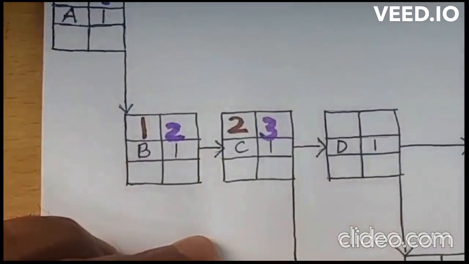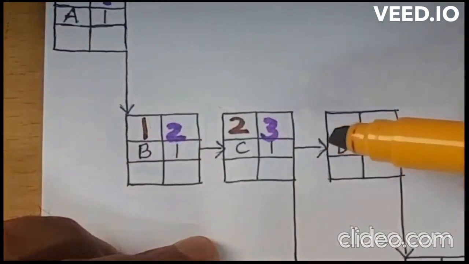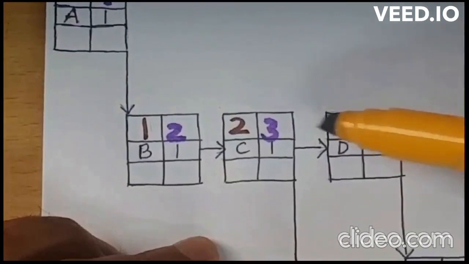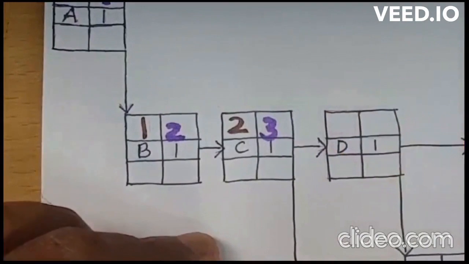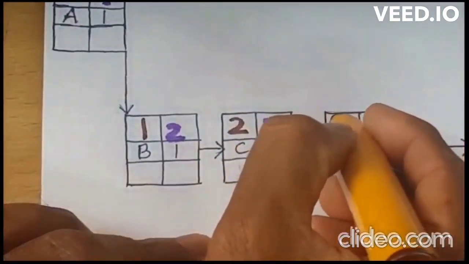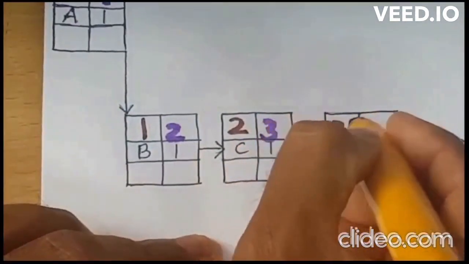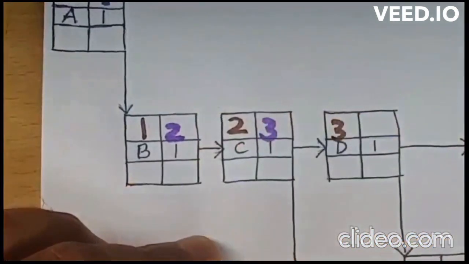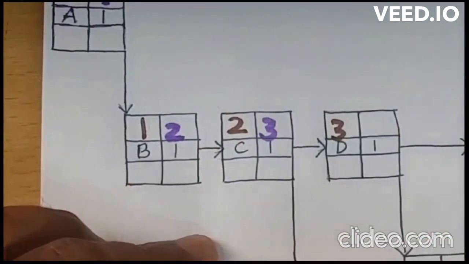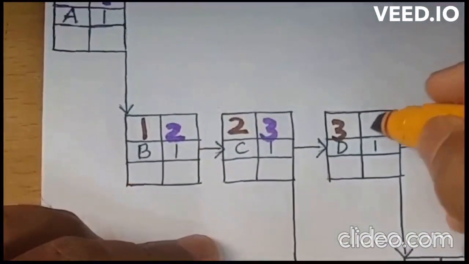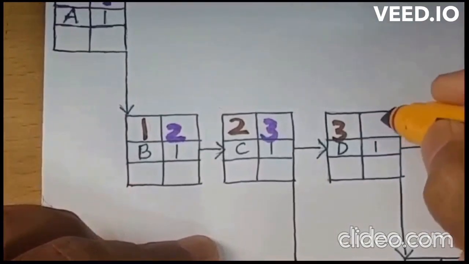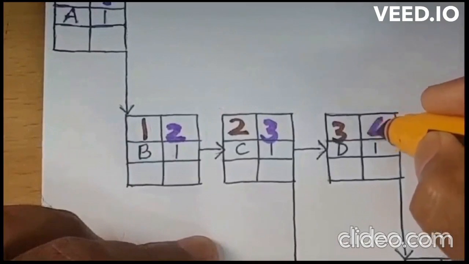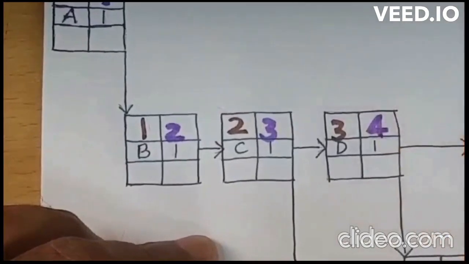Moving on to the next activity D, the earliest start of D will be how much? 3, because the condition is finish to start. So write 3, and the earliest finish of activity D will be 3 plus the duration 1, which is equal to what? 4. You can write 4 here.